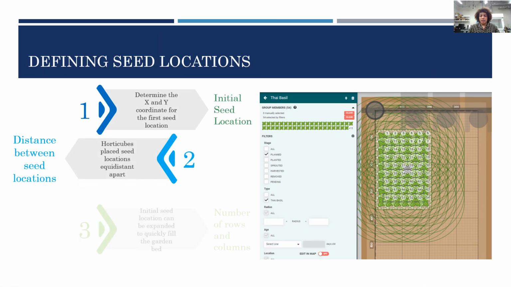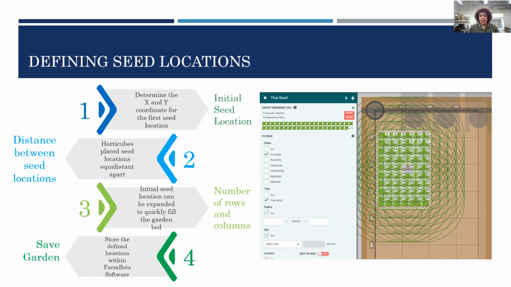Starting with stage 1, defining seed locations, a safe X and Y coordinate were determined to ensure that the initial seed location was accessible by the UTM. Once the initial location was determined, a tub containing horticube pods were placed in that area with the first seed location placed directly under the UTM.